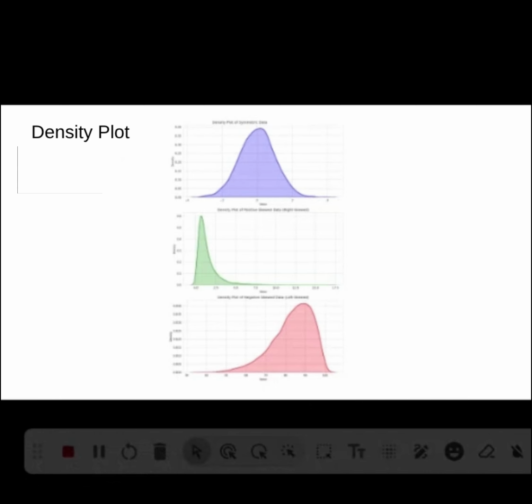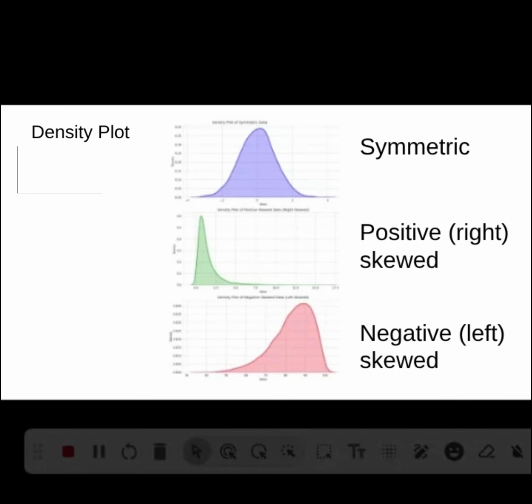Earlier we saw how a box and whisker plot shows the skewness of the data. You can also see the same thing from a density plot. Symmetric data produces a symmetric density plot. Positive or right skew data shows a tail to the right. And negative or left skew data has a tail to the left.